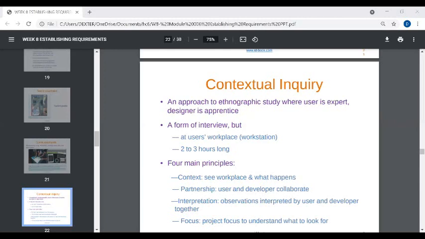The most typical format for contextual inquiry is a contextual interview, which is a combination of observation, discussion, and reconstruction of past events. The context principle emphasizes the importance of going to the workplace and seeing what happens. The partnership principle states that the developer and the user should collaborate in understanding the work. In a traditional interviewing or workshop situation, the interviewer or workshop leader is in control, but this is not so in a contextual inquiry. The spirit of partnership means that the understanding is developed through cooperation.